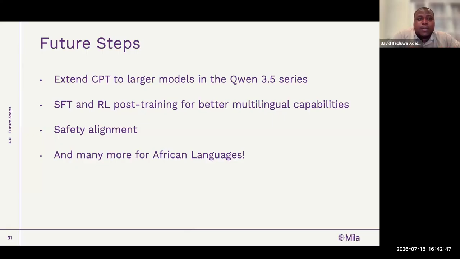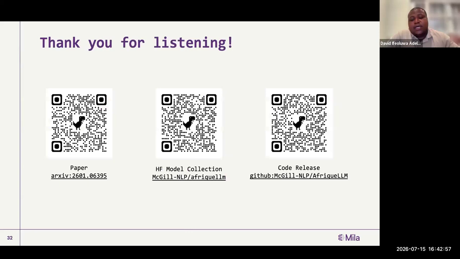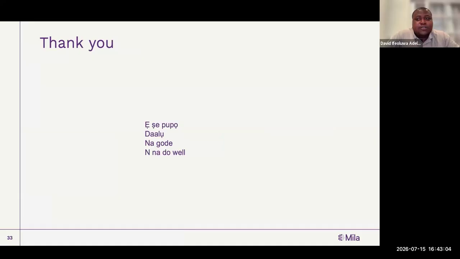We just created a new benchmark for safety called Tuka Bench. And the next step of the project will be to also improve safety for AfriqueLLM. Thank you. You can find the model, the code and the paper here. And thank you very much.